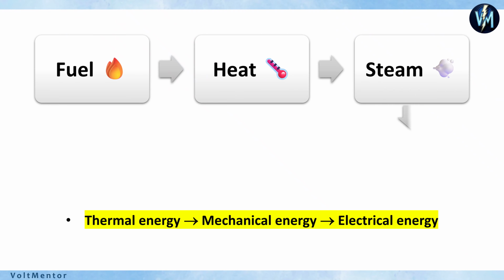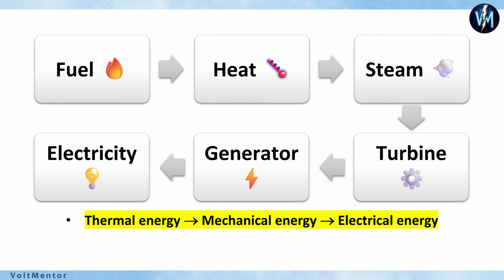At first, fuel is burned to produce heat. The heat is utilized to convert water into steam. The steam then rotates the turbine, and the turbine is connected to a generator which produces electricity. Hence, thermal energy is converted into mechanical energy, and the mechanical energy is converted into electrical energy.